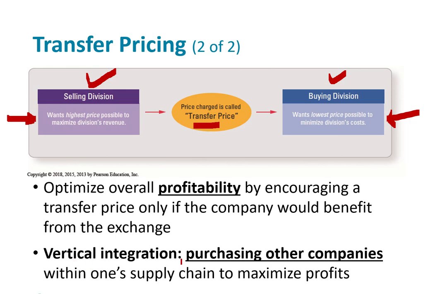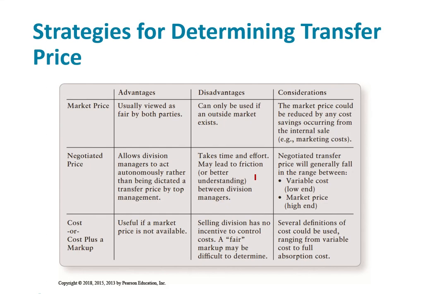Now, vertical integration is the purchasing from other companies within one supply chain to maximize profits. So you might have a car company that also owns, let's say, a tire company. So with vertical integration you might want to buy tires from a different company, but it's within the overall organization. So how do you determine this transfer pricing? And I'm sorry about the dark red, it just kind of came up that way.